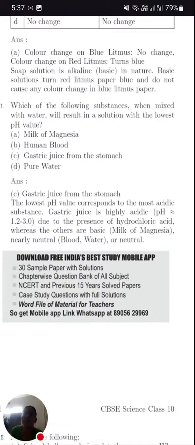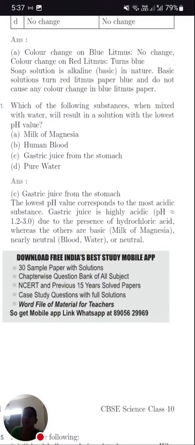Which of the following substances, when mixed with water, will have the lowest pH value? Lowest pH value means it should be acidic in content. Milk of magnesia will neutralize acid, so it is taken as a remedy. So it is basic in nature.